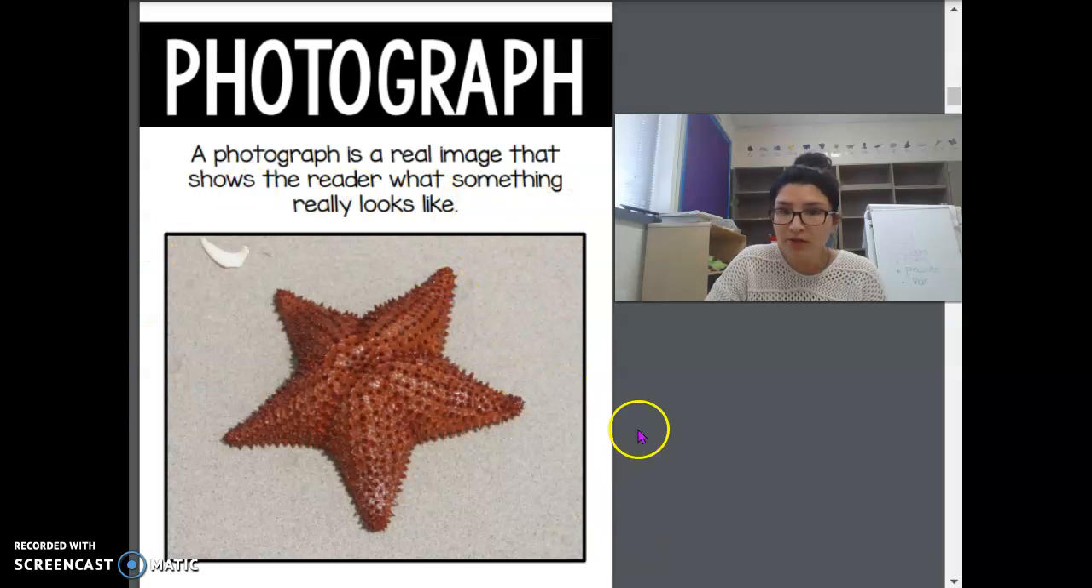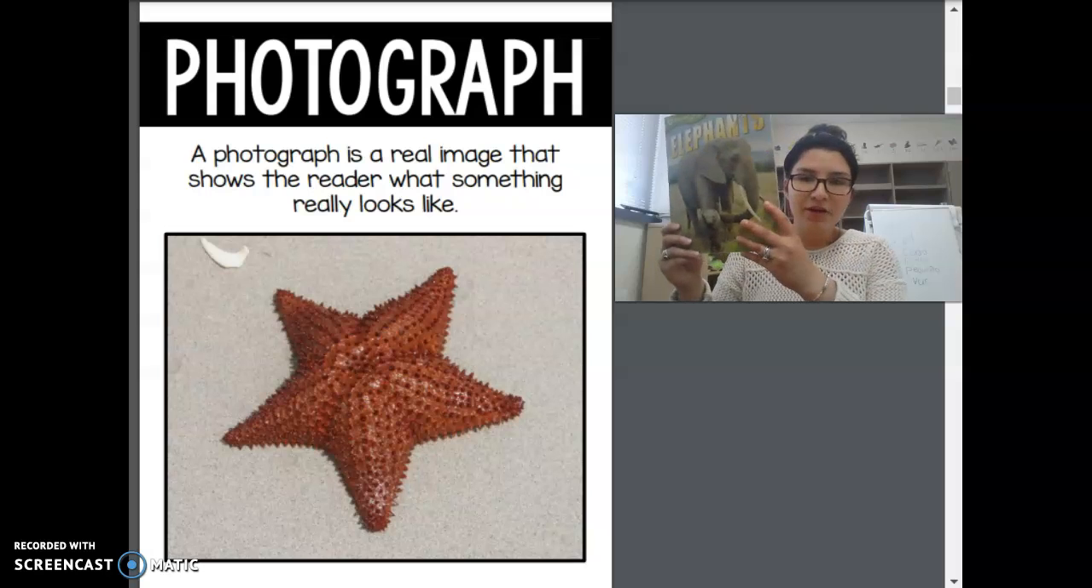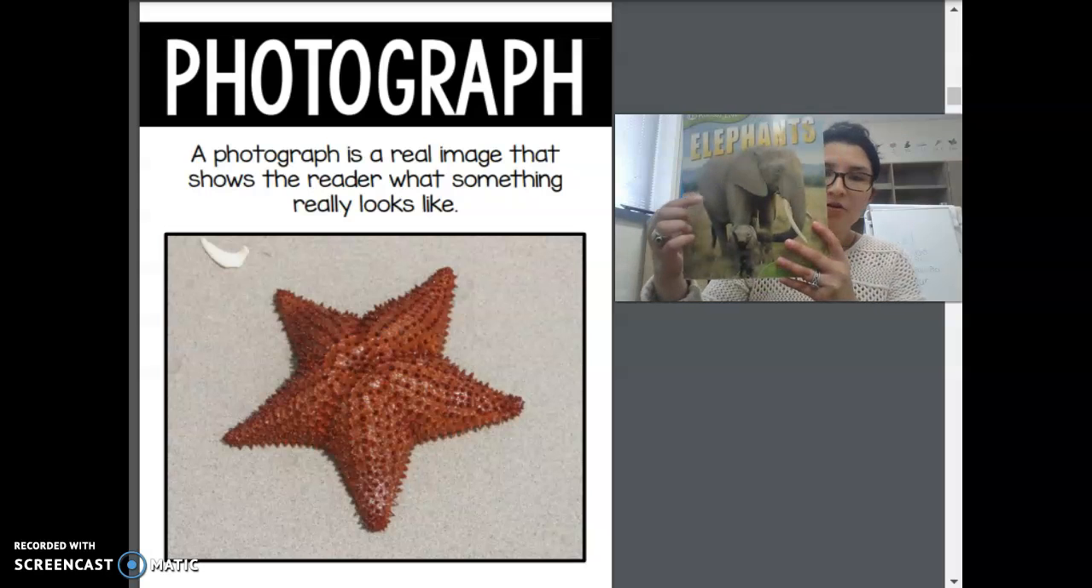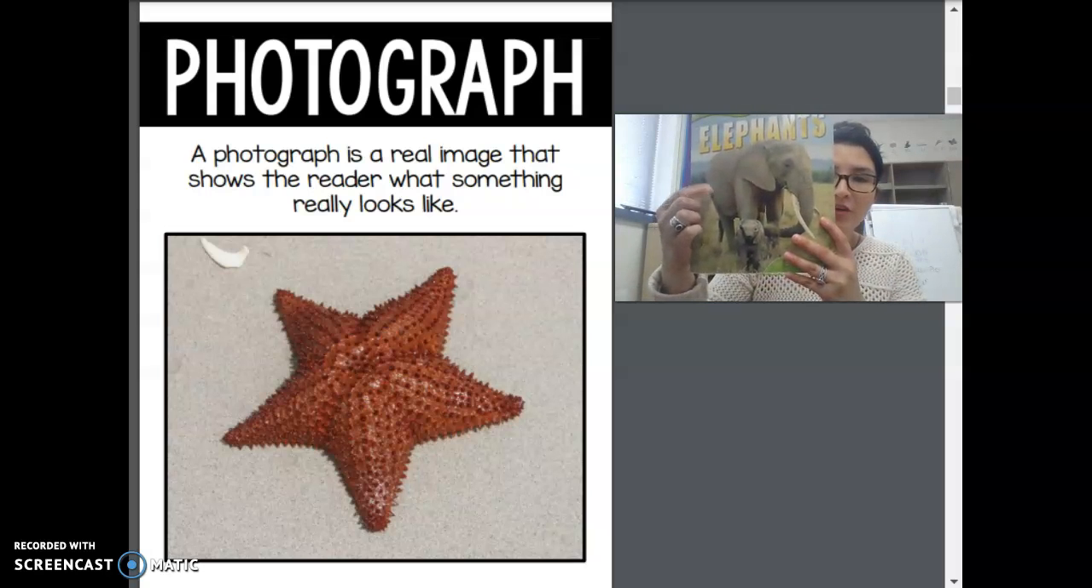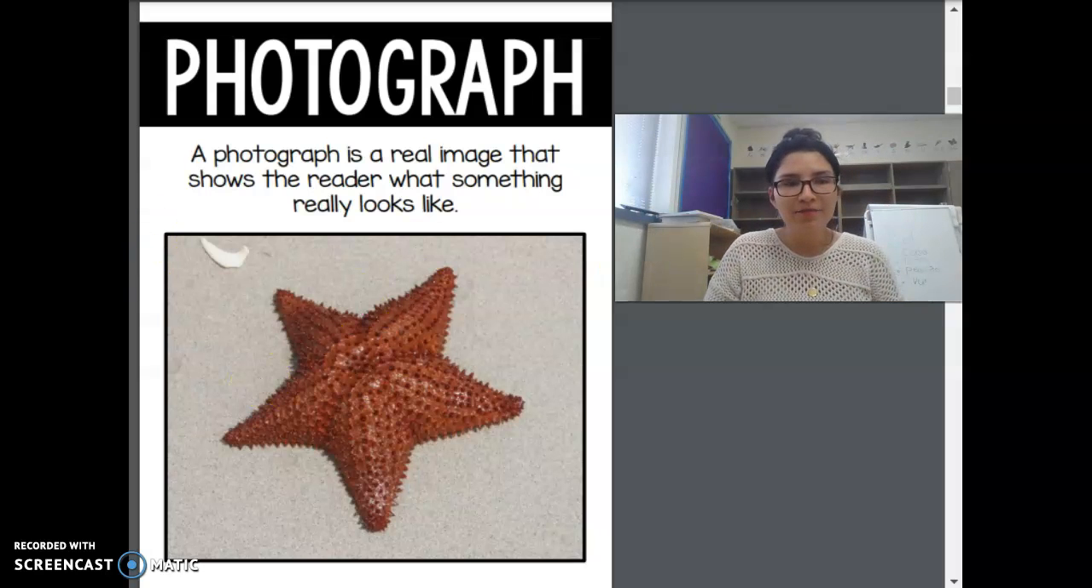Good. A photograph is a real image that shows the reader what something really looks like. So this is a real image. It's not a drawing. It's a real image taken with what? A camera. All right? So this is an example of a photograph. And in the book I showed earlier, Elephants, this is a real image that shows what an elephant looks like. Okay? So photograph.